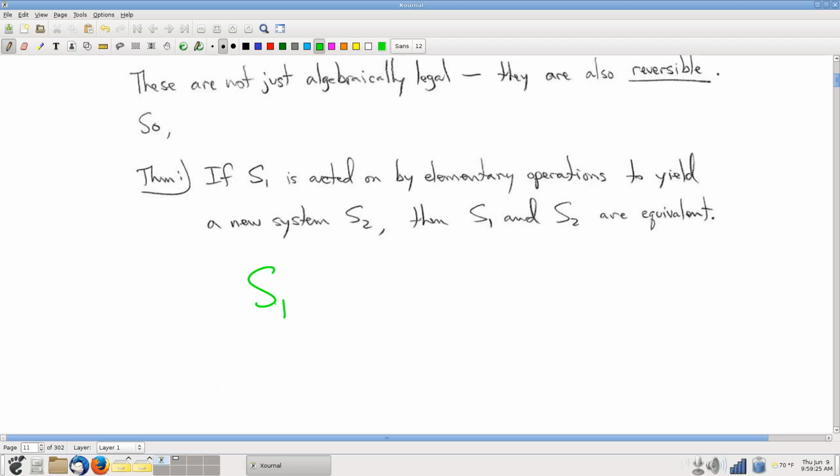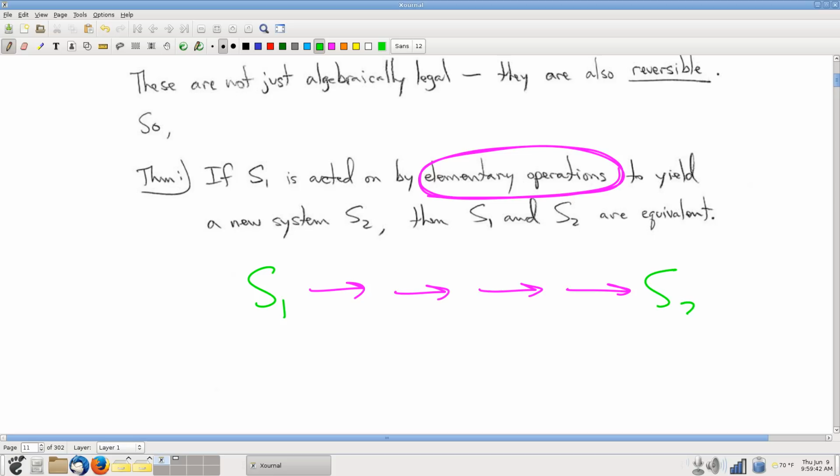Suppose I have a system, and suppose I apply elementary equation operations, and I'll color code this, I suppose. Elementary equation operations, perhaps several, to give us a new system. So this is our scenario. So we have these elementary equation operations that turn S1 into S2. Now, because these are reversible, that means that I can also turn these arrows around backwards. There would be a slightly different sequence of operations by which I could turn S2 into S1.